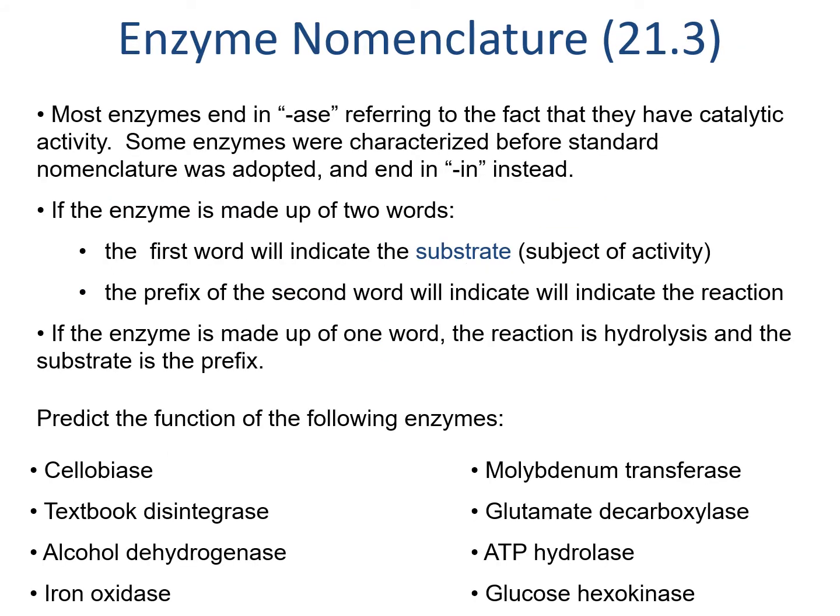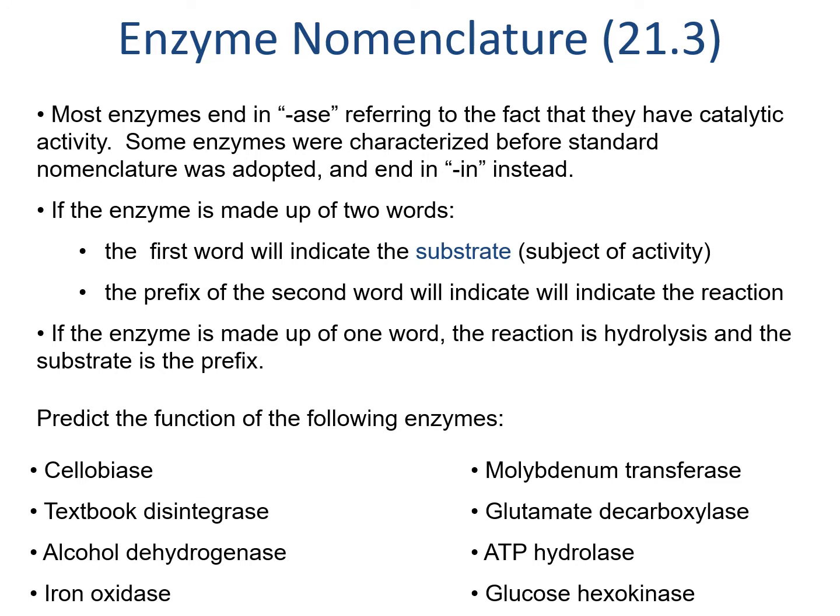When we name enzymes, their names will either end in "ase" or in "in". Most commonly, enzyme names end in "ase". That refers to the fact that they have catalytic activity. Some enzymes will end in "in", especially if they were discovered long ago. So if you see a word that ends in "ase" or "in", you should know that it's an enzyme.